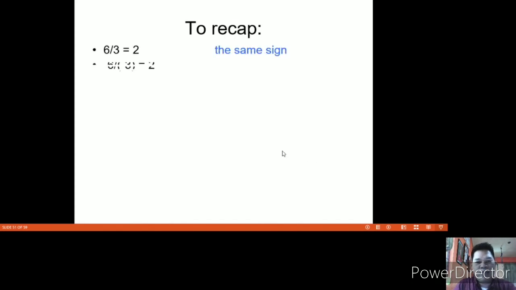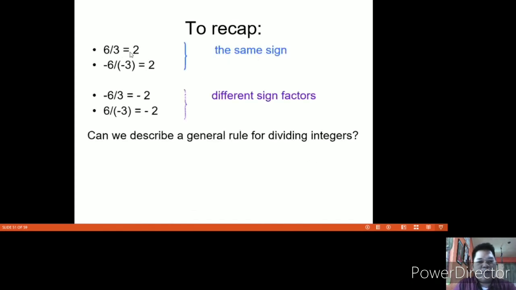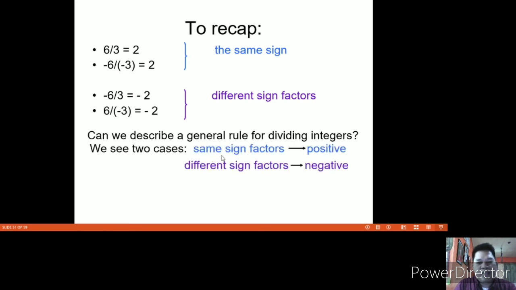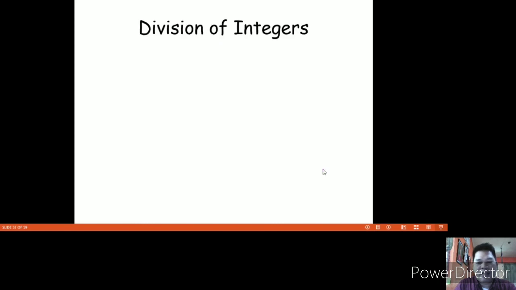To recap, two numbers with the same sign: 6 divided by positive 3 is positive 2. Negative 6 divided by negative 3 is positive 2. Meaning they have the same sign, when you divide, the answer is always positive. But if they have different sign factors, negative 6 divided by positive 3, the answer is negative 2. 6 divided by negative 3 is negative 2, meaning they have different sign factors, the answer is always negative. So can we describe a general rule for dividing integers? We see two cases: same sign factors, the answer is positive. When you divide different sign factors, the answer is negative.